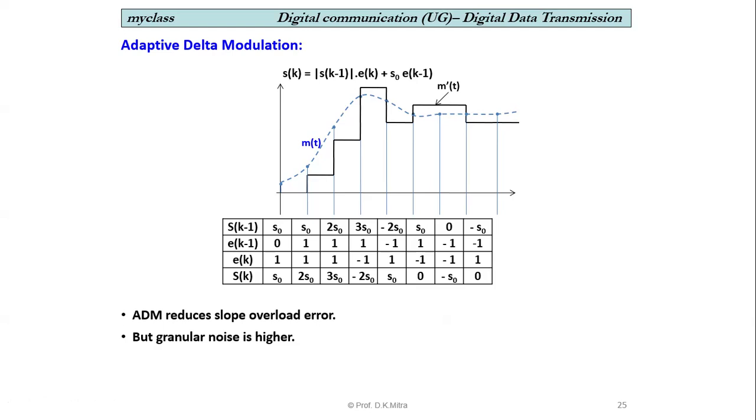As I said, every technique has a plus side and a negative side. The adaptive delta modulation, its positive side is it reduces slope overload error, but it increases the granular noise because it takes longer jumps.